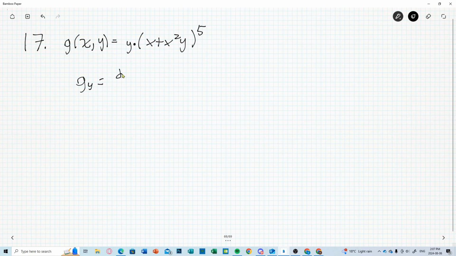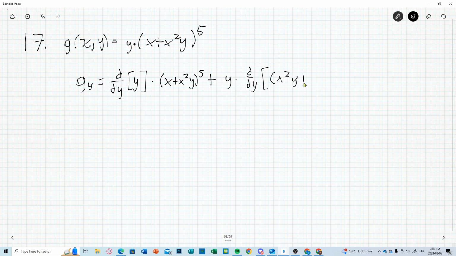So we'll do this step by step. So we'll need to take the derivative of the first function, which is our y, and then we're going to have to multiply it by the regular of our second function. And now we're going to have to add it by our first function multiplied by the derivative of our second function, which is going to be our x squared y plus x to the 5. Now the derivative of y just becomes 1. It's going to be multiplied by our regular x plus x squared y to the 5. And now our y is going to stay the same.